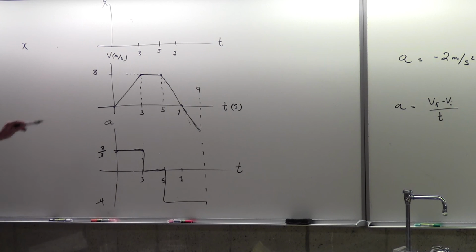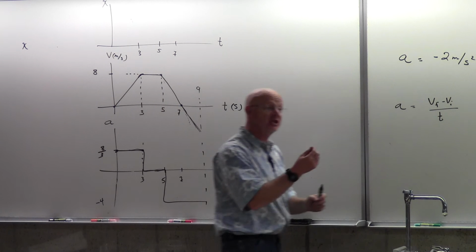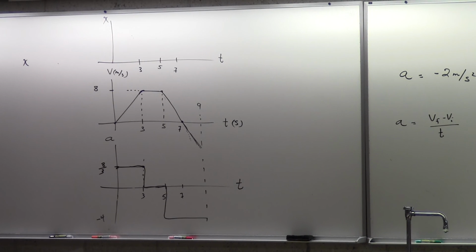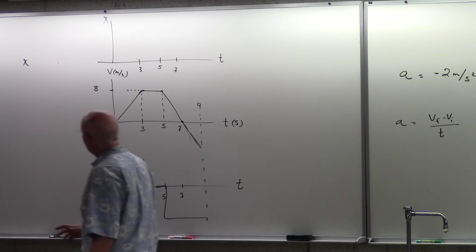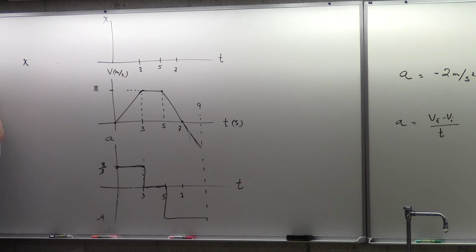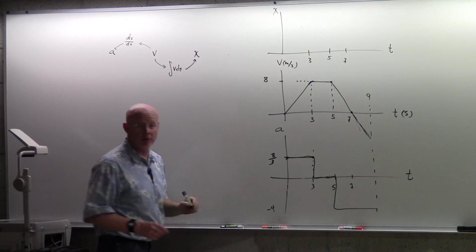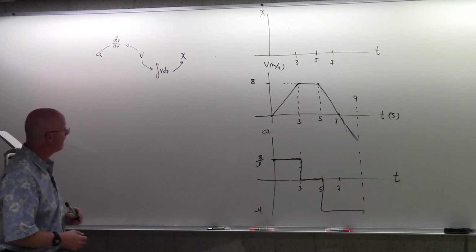All right, let's try the other side here. The other one is to plot the position. Okay? And so I have that much information. Let me come back to this chart up here. How do I go from velocity to position? Well, there it is, the antiderivative, right? We integrate here.